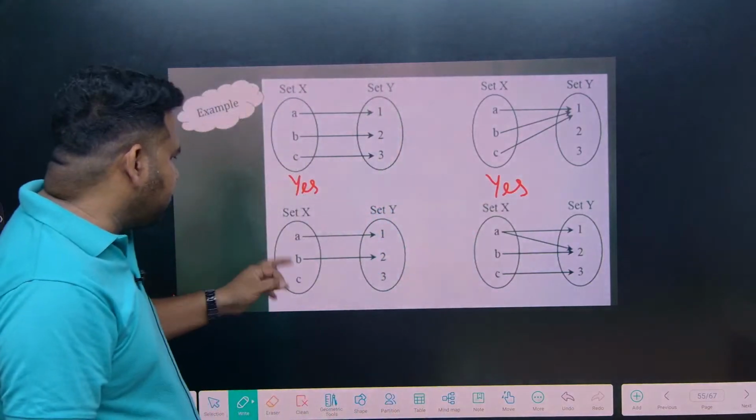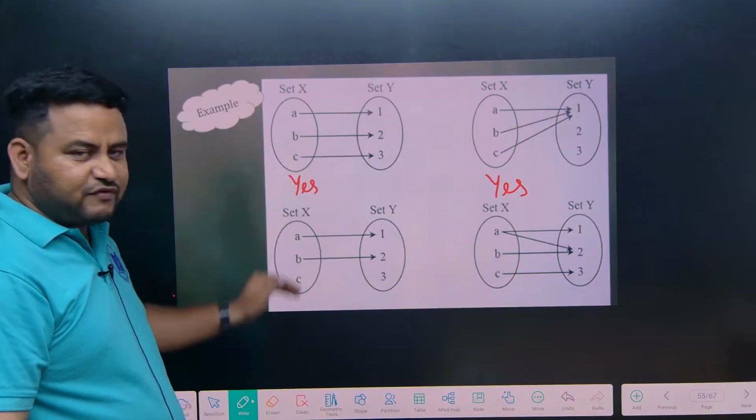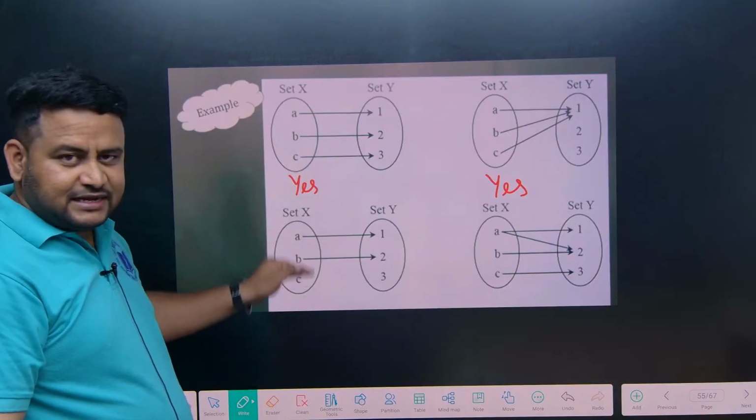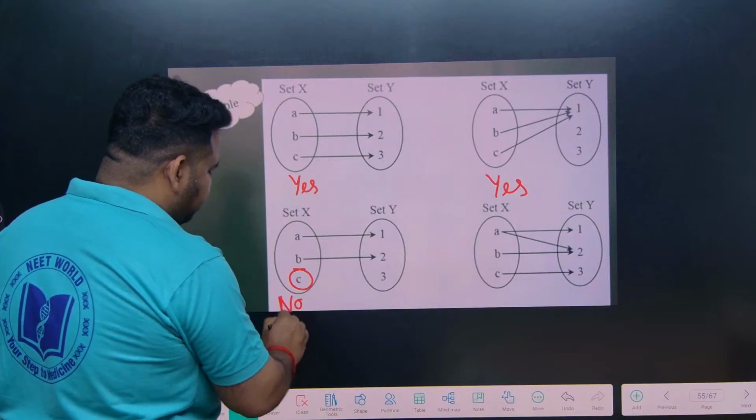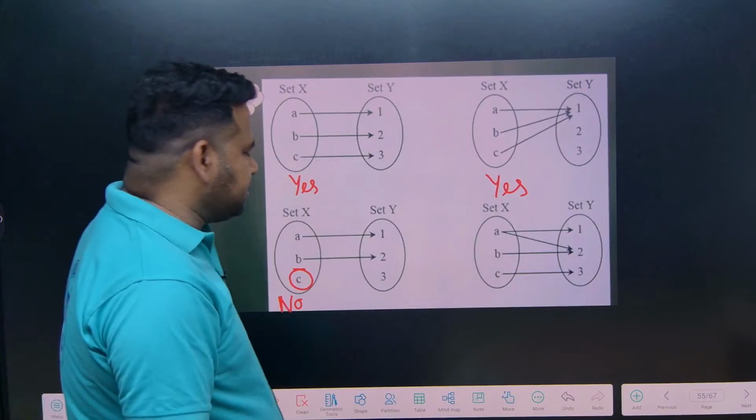Now see here, what about this one? Third example, look at this. Is this a function? Is every element in A connected? No. C is not connected. That means this is not a function. This definitely should be connected.